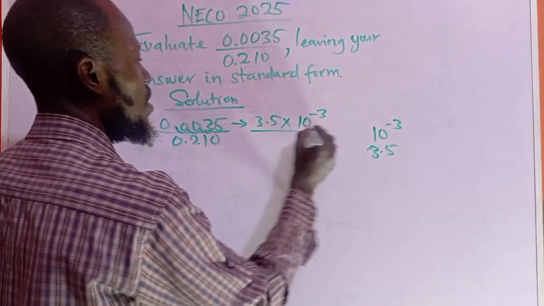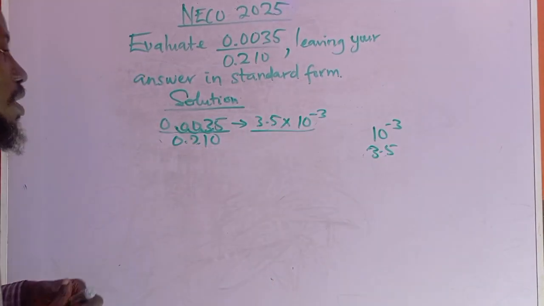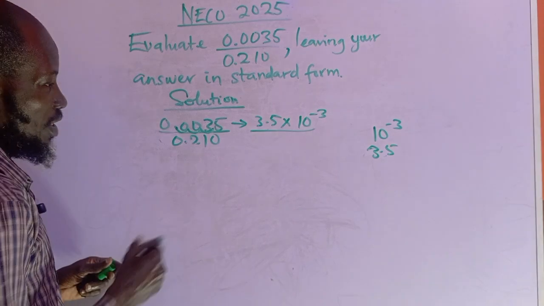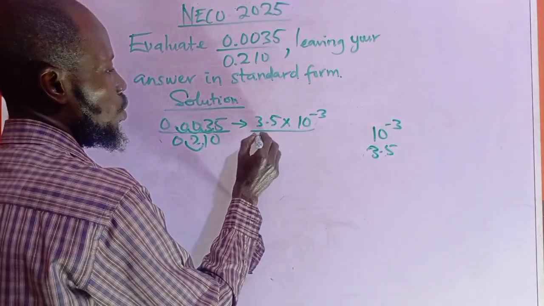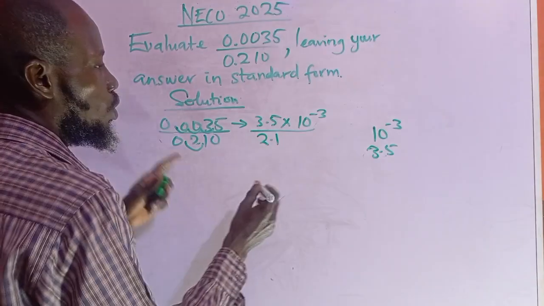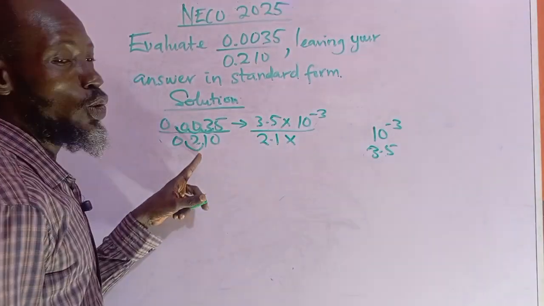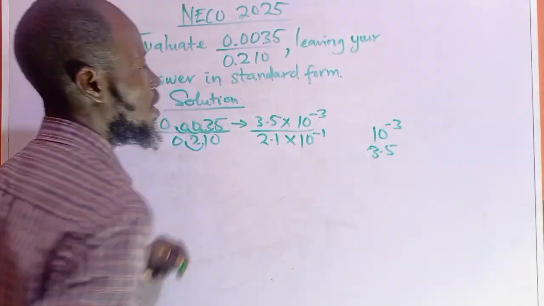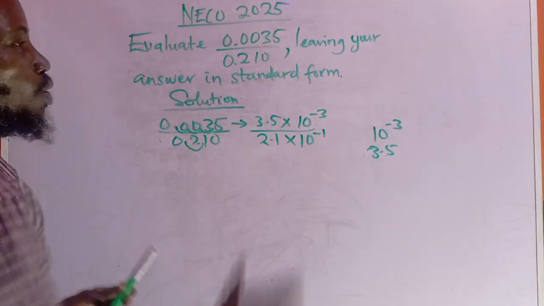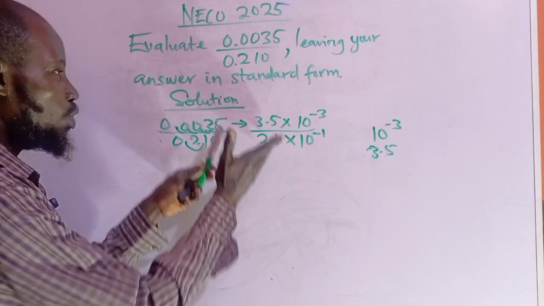And for the one below the line, we move it again one time. So we are going to have 2.1 multiplied by 10, and since we move it once, the power of 10 is going to be negative 1. So this is what we are going to now solve.